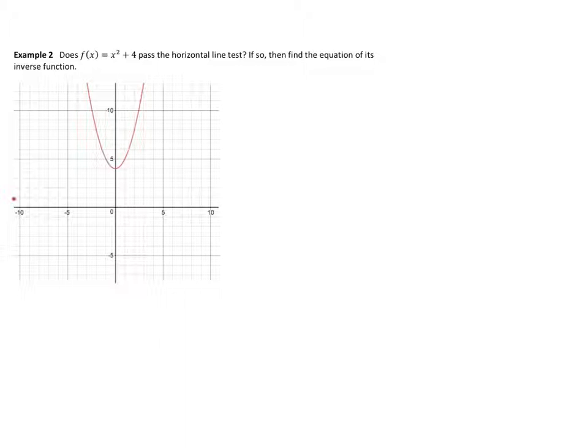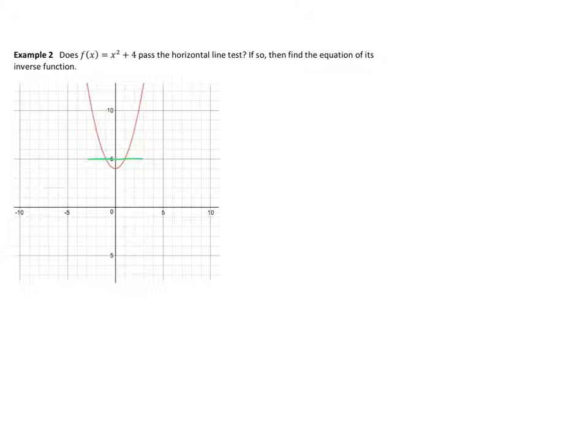So if you start with a horizontal line down here, well, it doesn't go through the graph at all, but that's okay. That's definitely at most once. If you say it doesn't happen down here, no horizontal line down here is going to go through the graph. But if I chose, let's say, this horizontal line, okay, that one actually goes through the graph twice.